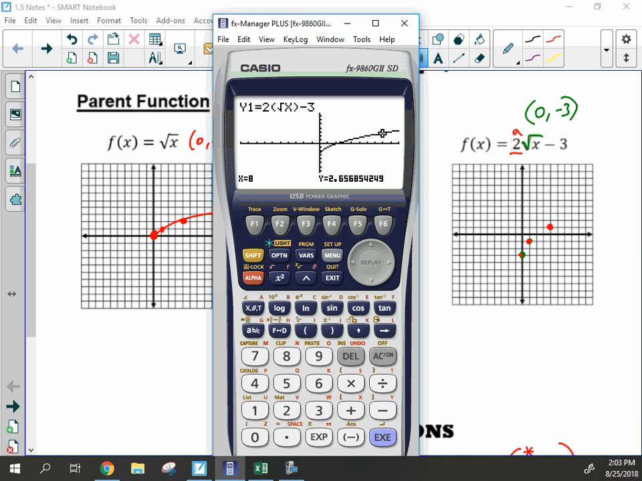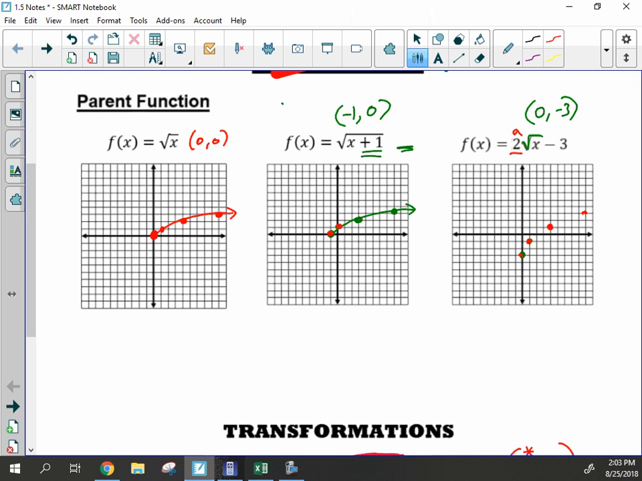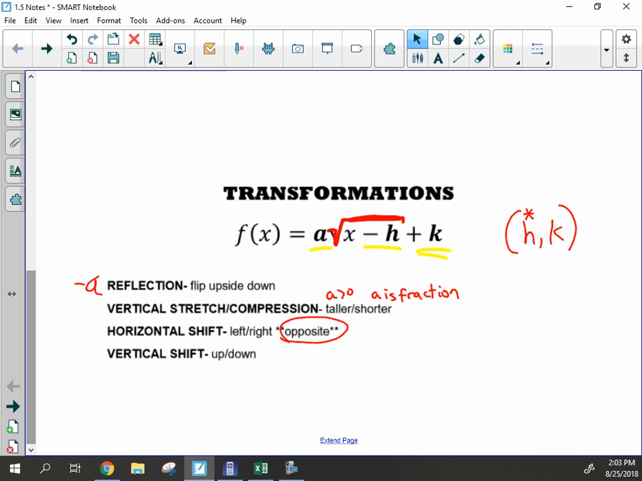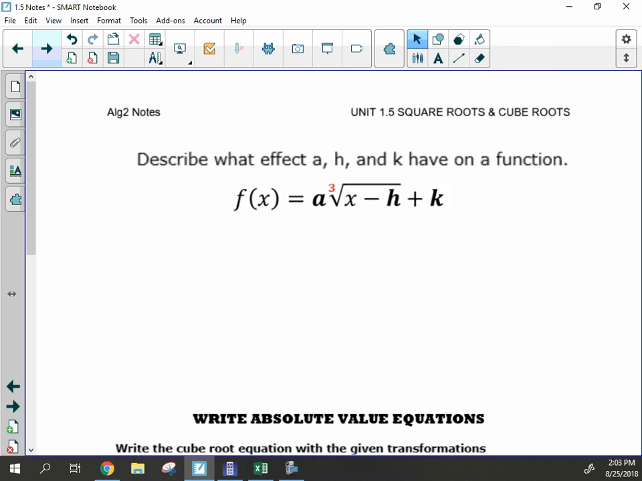So if I was to actually take that shape and put it on top of this one exactly, you can see it's taller. That's because of the 2 in the front. It makes it a stretch. So we've already gone through all the different changes, so we're going to sail through this stuff. The impacts: A could flip it, that's a reflection. A could make it taller, that's a stretch. A could make it shorter, that's compression. H moves it left and right, and then K moves it up and down. So we could actually write these problems given these transformations.